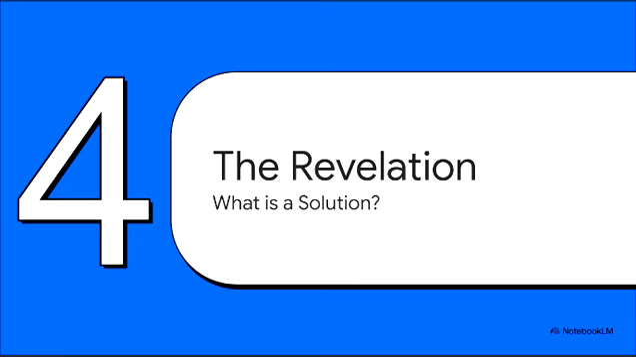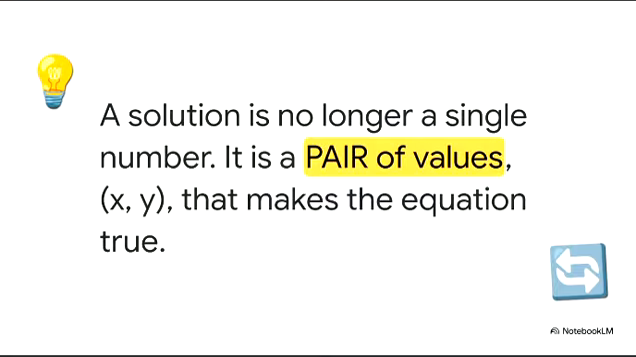Okay, we've set the stage, we've got our tools ready, so now for the big reveal. What does it actually mean to solve one of these things? I'll give you a hint. The answer is probably a little different than what you're thinking. This is the absolute key. We're not looking for a single number anymore. Forget that. A solution is now a pair of values. It's an x, y team that has to work together to make the equation true.